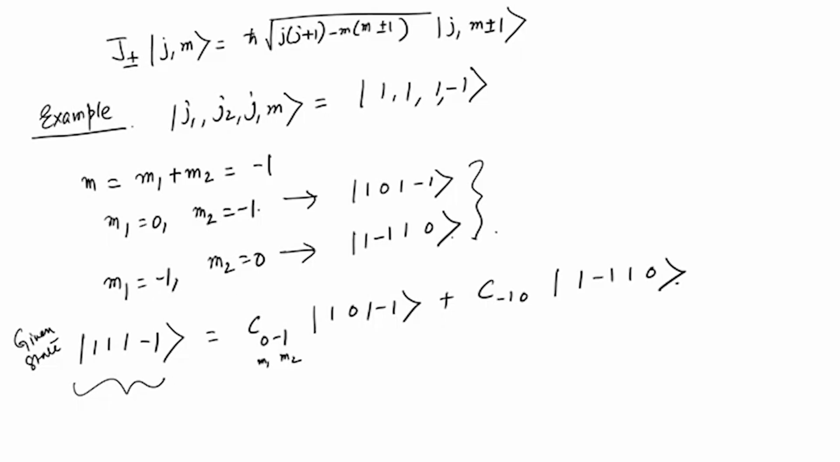Okay. So, how do we calculate these coefficients? We still have to calculate C 0 minus 1, and of course, mod square is one thing, but we have to first find these. So, C M1 M2 is what you have to find. And how do you find that?